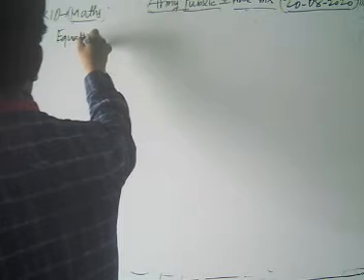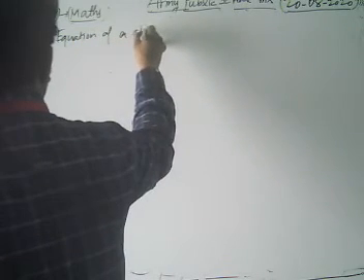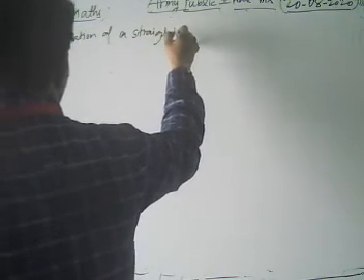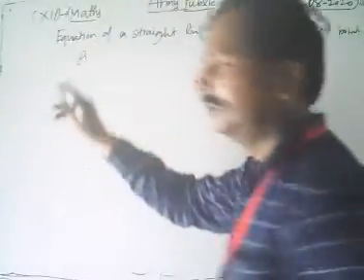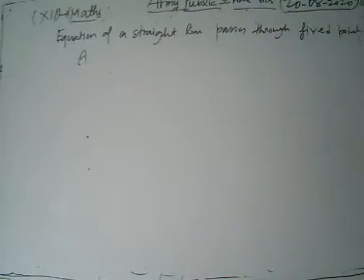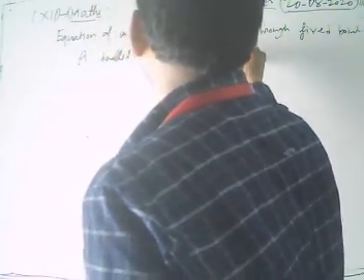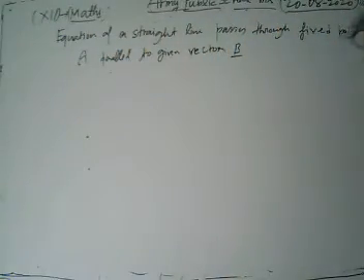We are going to find the equation of a straight line that passes through a fixed point, let's suppose fixed point A, and is parallel to a given vector B. Now we are going to form the first equation of the line.